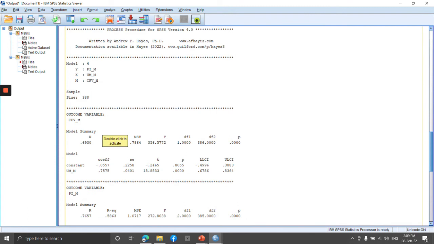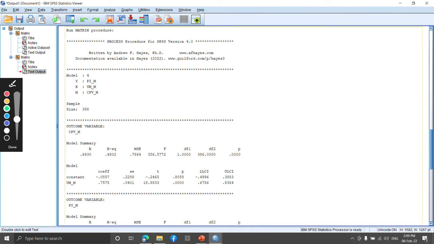So this is again the outcome variable. That means once again you will have to test all these three parts. All these three parts you have to check. Okay, clear. So this is CPV and UM. This is this part. UM and CPV is very clearly significant.